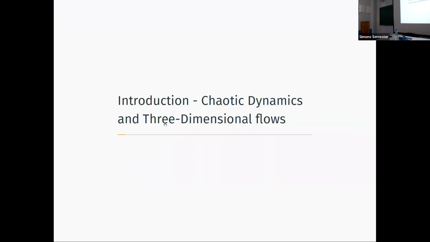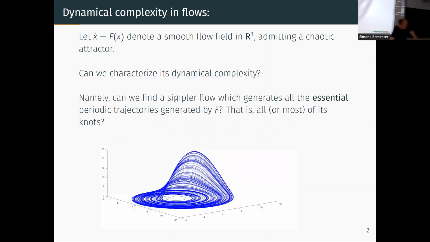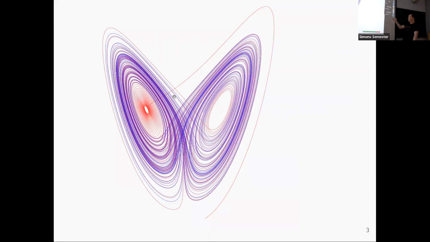So before we begin looking at the results, let's do a brief recap of chaotic dynamics for flows. Let's assume we have a smooth vector field in R3, which generates a chaotic attractor, like the Rössler attractor you see in this image. We would like to ask whether we can generalize its dynamical complexity. Now, this question itself is a bit too vague to be answered. So instead of making this more precise, let's review another chaotic attractor, the Lorenz butterfly attractor, and notice the differences between these two images.